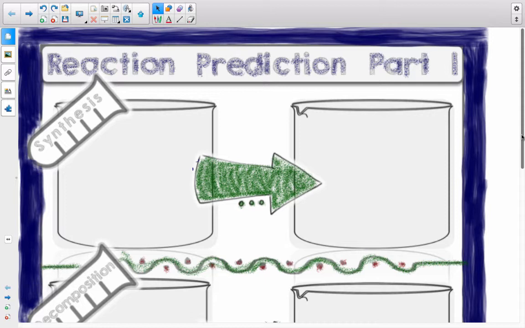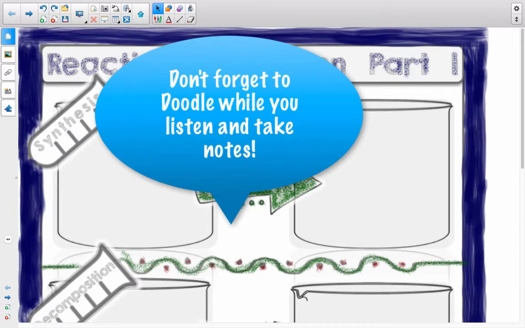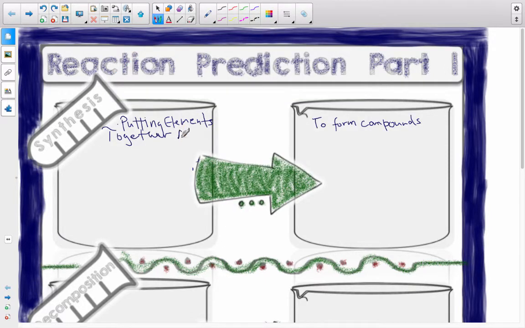Today we're looking at reaction prediction. We're only going to do 3 different types of reactions for part 1. We'll start with a synthesis reaction. Remember, in a synthesis reaction, that means we're putting together elements into compounds. For instance, if we take element A and combine it with element B, then we would get the compound AB.